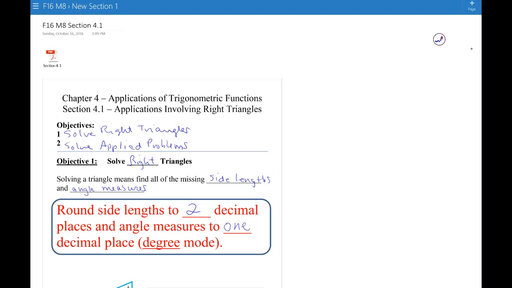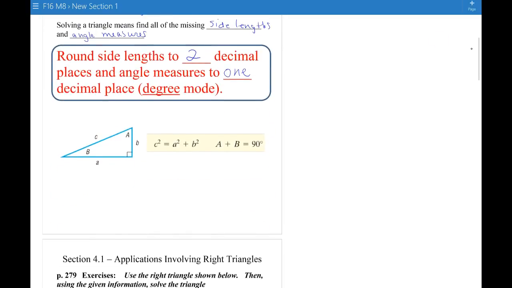And we're going to be in degree mode in this whole chapter because we're back to talking about triangles and practical problems where people usually speak in degrees. Recall that the Pythagorean theorem holds only for a right triangle. So make sure you're very clear on when you can and can't use the Pythagorean theorem.